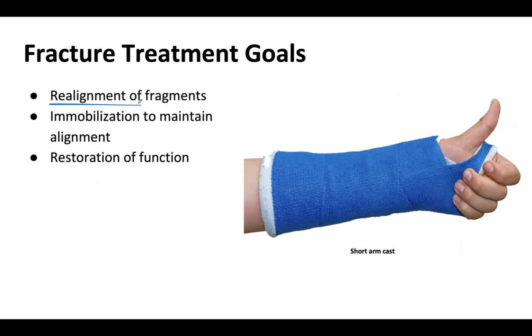Then often the next step will be to immobilize the fractured area to maintain that realignment and not allow the calluses that are forming to break again. This immobilization will also protect surrounding structures to the fracture. So it'll protect, say, the neurovasculature, or any vital organs in the region. And lastly, as you might imagine, restoration of function is going to be a major treatment goal.